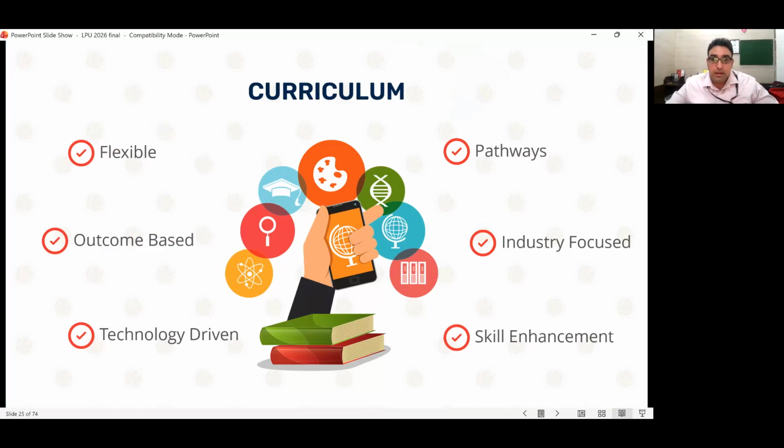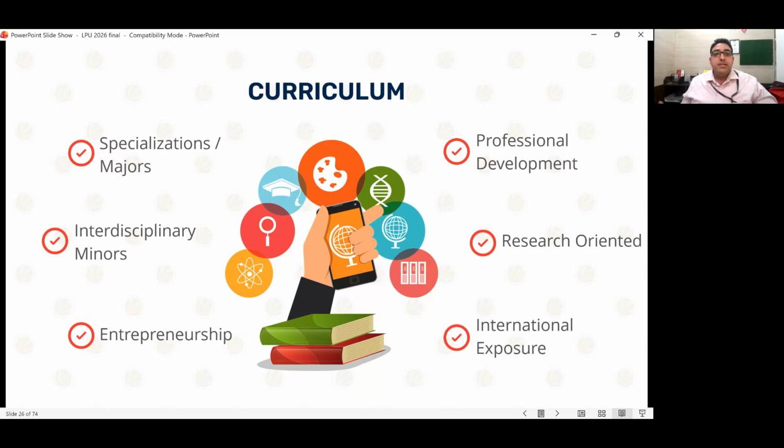It is very flexible. We are providing various pathways for your prospective career, an outcome-based curriculum, an industry-focused curriculum. It is a technology-driven curriculum as well. We are also providing specializations, majors, and interdisciplinary minors. For example, you are studying design, but you want to learn photography along with it, you can pursue an interdisciplinary minor in photography. It is a research-oriented curriculum, and professional development you can attain.